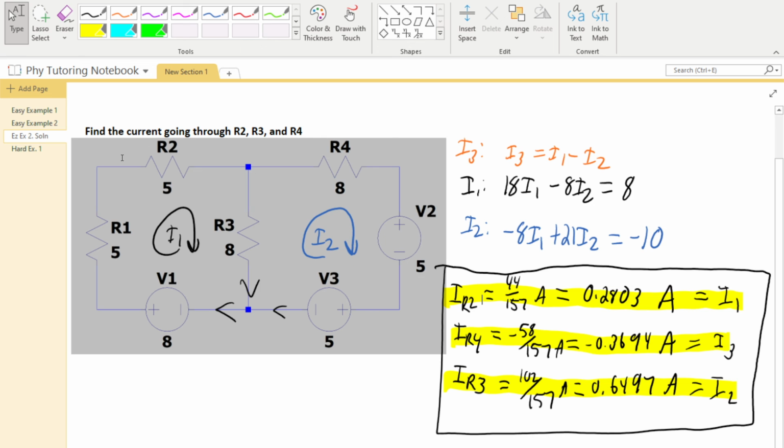I'm going to do a very hard example in a part 3. That way you can see what it looks like on a much more confusing circuit. All right, good luck. Thanks.